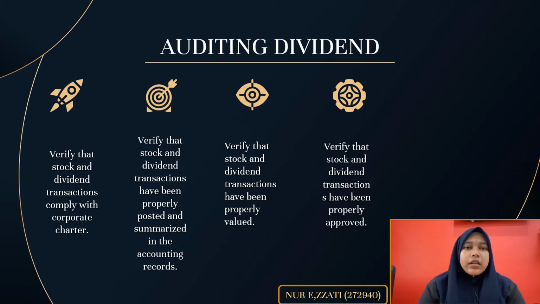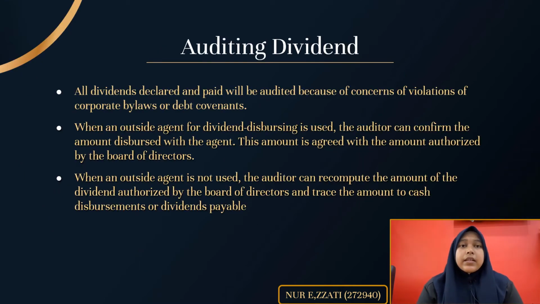For accuracy, verify that stock and dividend transactions have been properly posted and summarized in the accounting records. For valuation, verify that stock and dividend transactions have been properly valued. And last one, for authorization, verify that stock and dividend transactions have been properly approved. All dividends declared and paid are audited because of concern of any violation of corporate bylaws, laws or debt covenants.